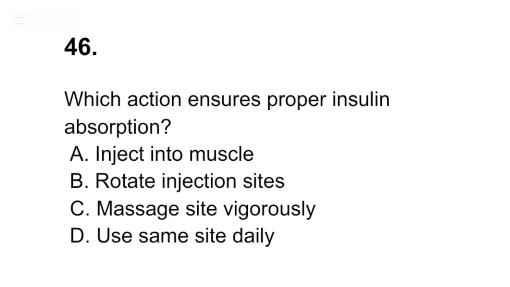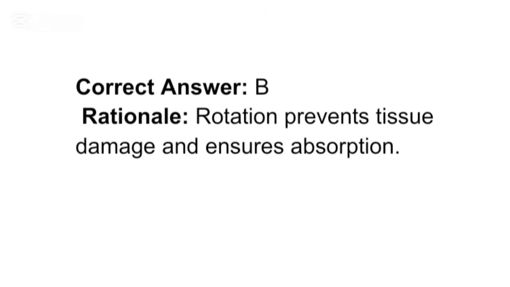46. Which action ensures proper insulin absorption? A. Inject into muscle. B. Rotate injection sites. C. Massage site vigorously. D. Use same site daily. Correct answer, B. Rationale: rotation prevents tissue damage and ensures absorption.